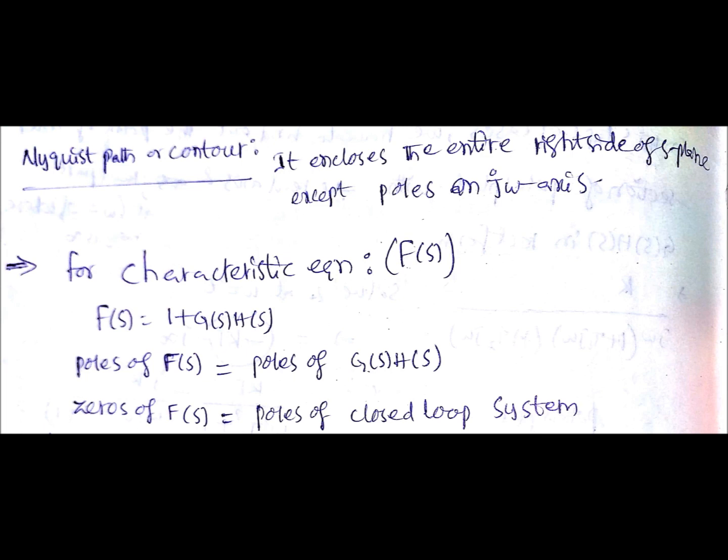And what about the zeros of F(s)? The zeros of F(s), that is the characteristic equation, are the poles of the closed loop system. I'm talking about the numerator of F(s). They are nothing but the poles of the closed loop system, because the characteristic equation F(s) is in the denominator of the closed loop system. So the zeros of the characteristic equation will be the poles of the closed loop system. Understand? Try to listen one more time.